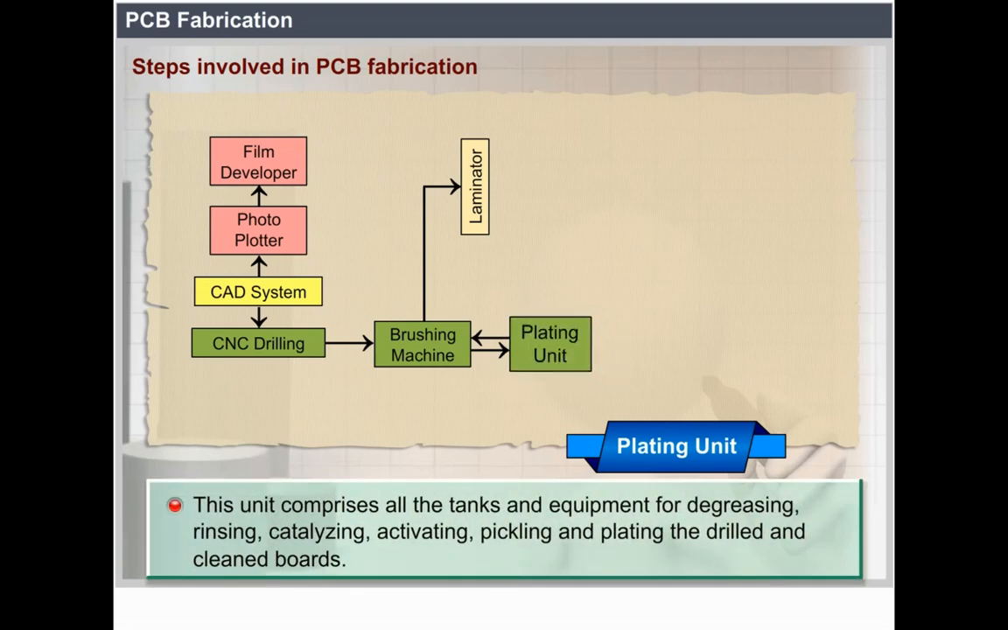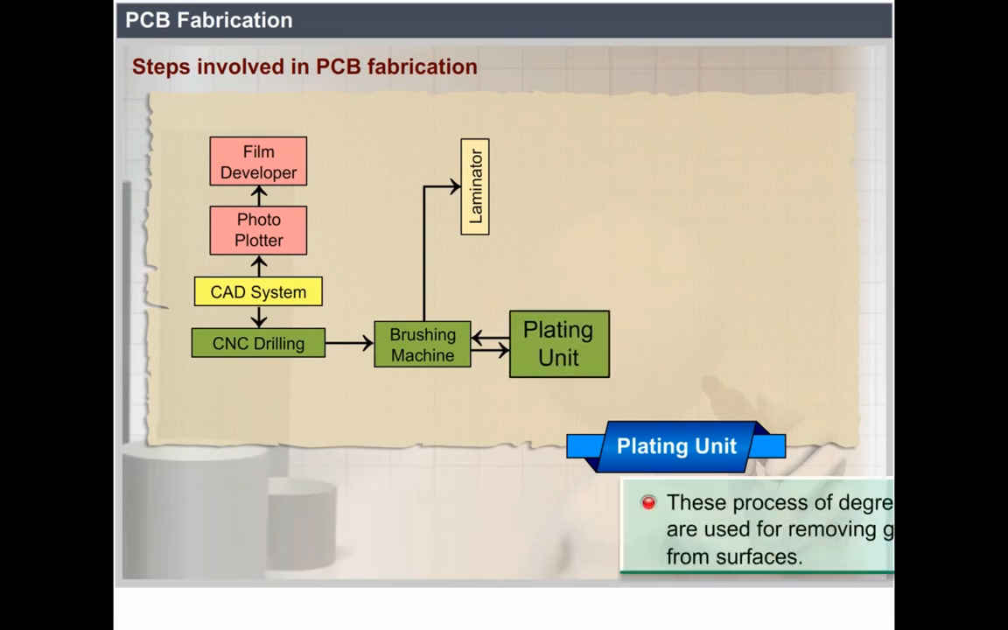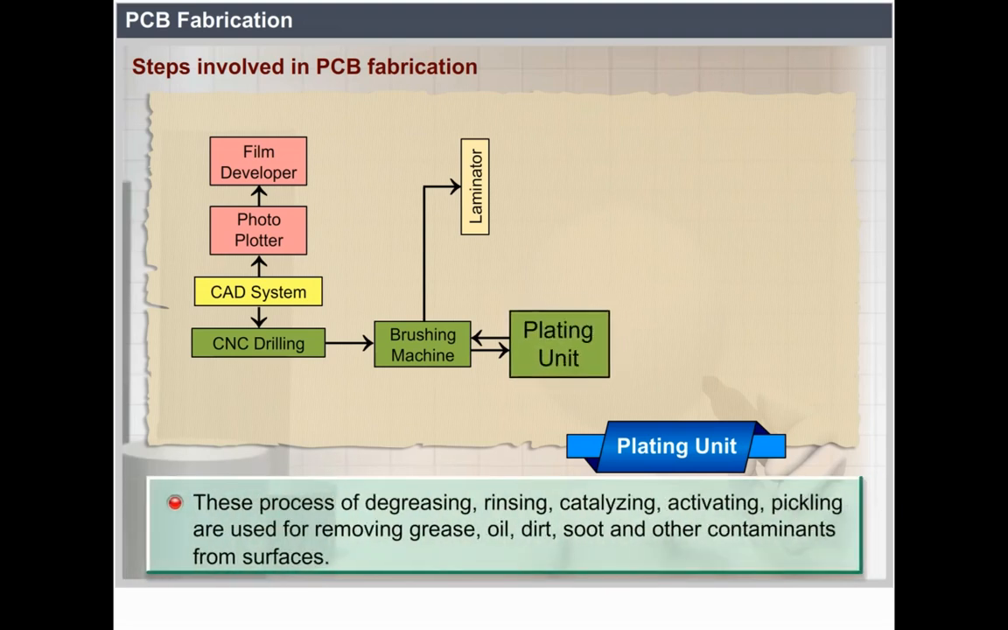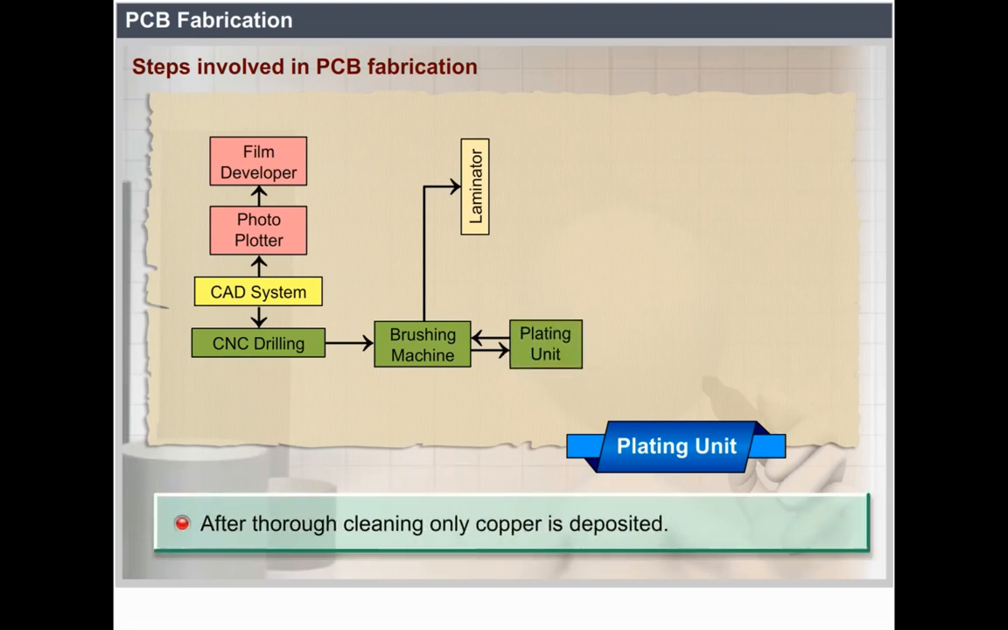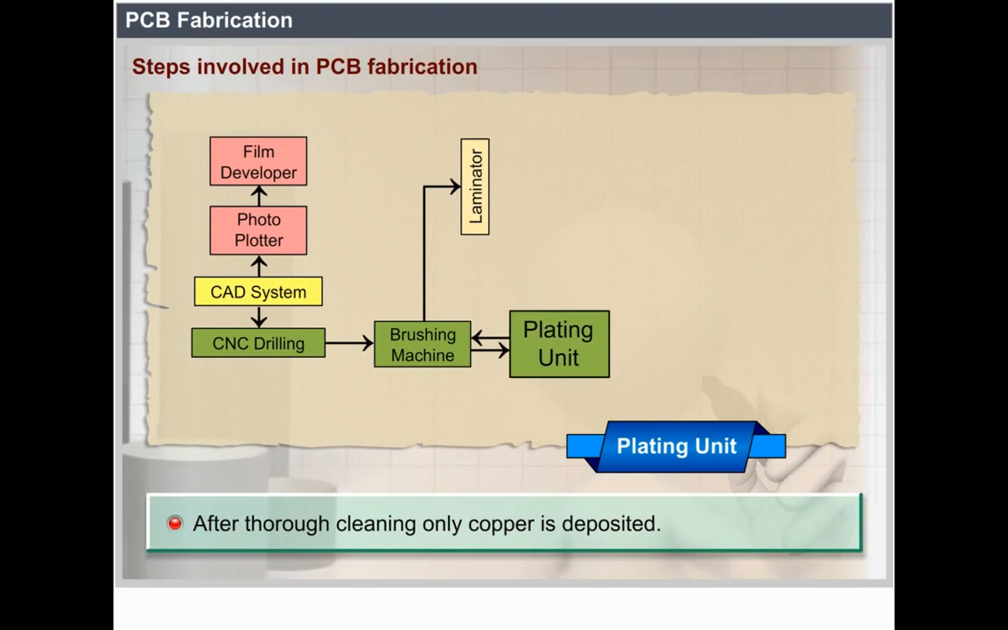This unit comprises all the tanks and equipment for degreasing, rinsing, catalyzing, activating, pickling, and plating the drilled and cleaned boards. These processes of degreasing, rinsing, catalyzing, activating, pickling are used for removing grease, oil, dirt, soot, and other contaminants from the surface. After thorough cleaning, only copper is deposited.